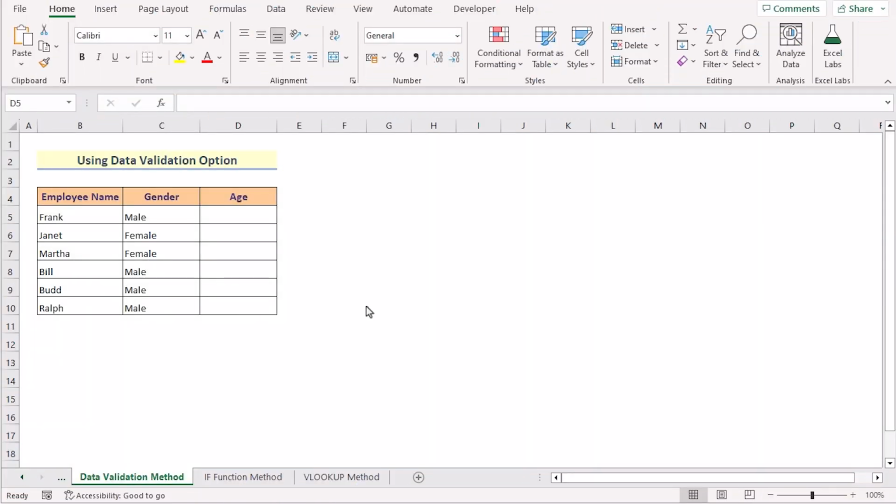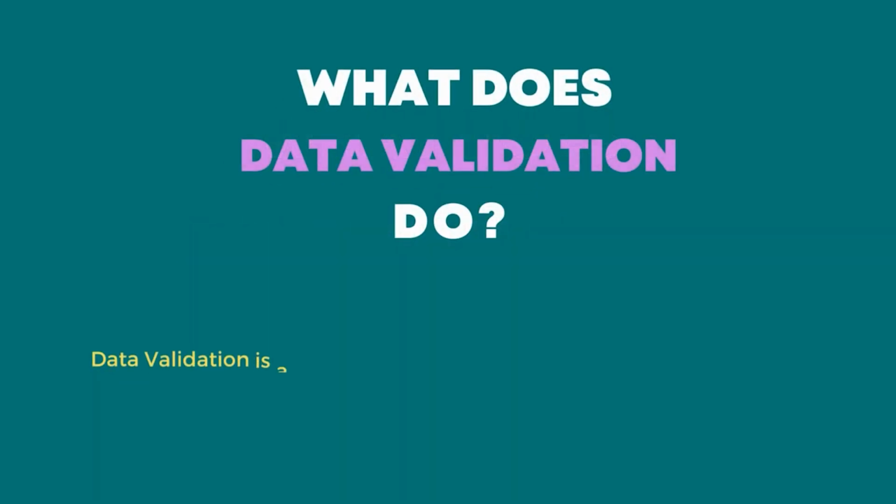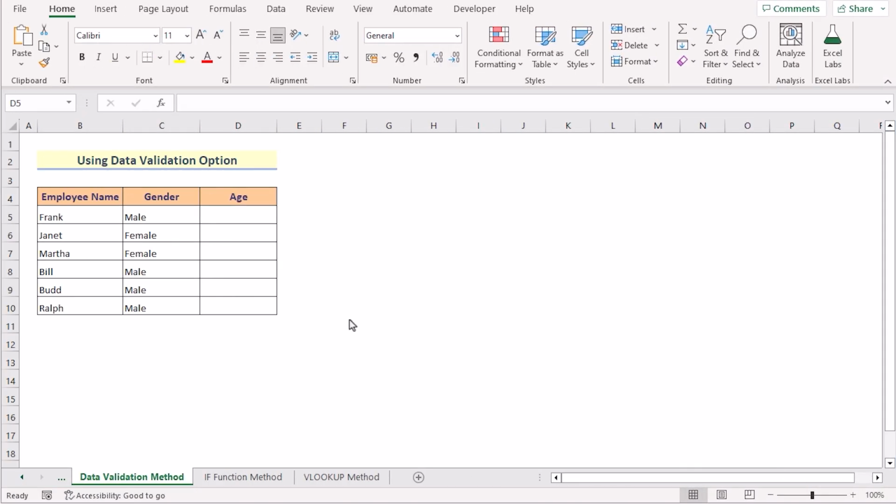In our first method, we want to use data validation to create range of numbers. So at first, the question arises, what does data validation do? Data validation is a feature in Excel which is used to control what users can enter into a cell with specific rules. So here, we can easily create a range of age numbers in between 0 to 100, assuming that an employee's age cannot be more than 100 years.